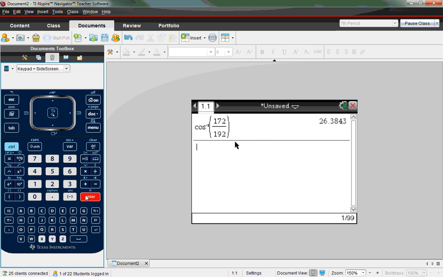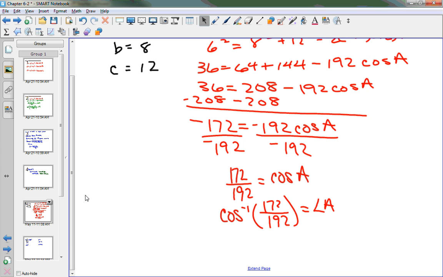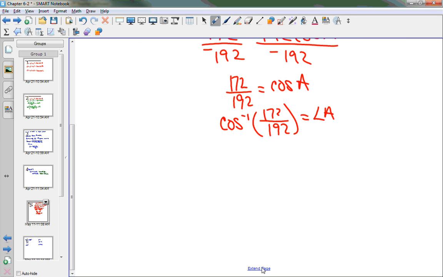So my angle A is how many degrees? 26.4 degrees. Right? Pretty good. Well, you have to find all the angles. So that was 26.4 degrees is equal to angle A.